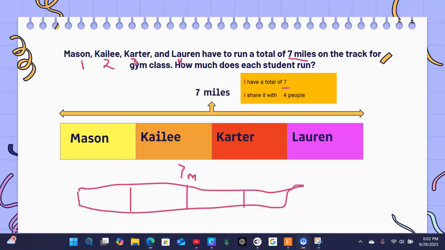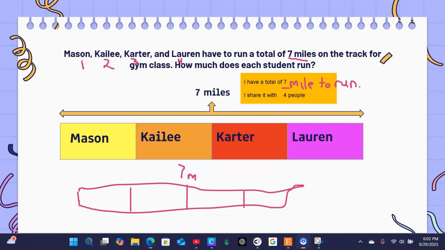So I have a total of 7 miles. I should have written miles over here. 7 miles to run, right? And I have to share it with 4 people. All right, hopefully that makes sense. So this is one way that we're going to express this.